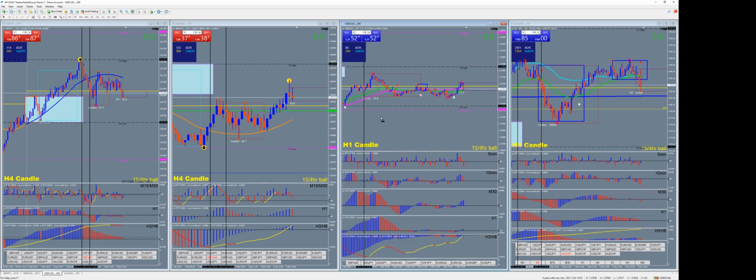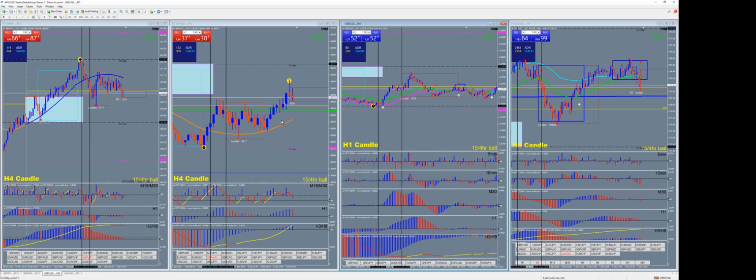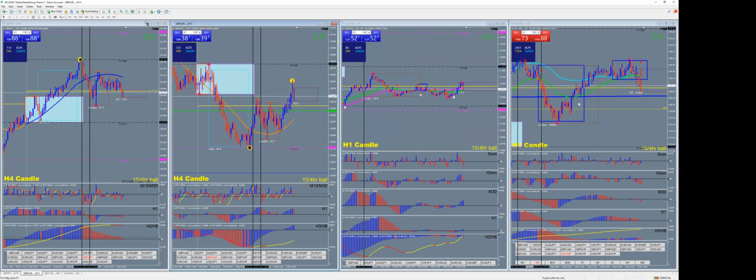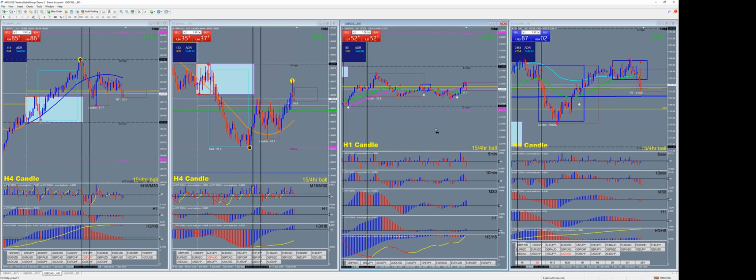Any particular pair you guys are taking a look at? Deborah looks at USD CAD, so we just talked about that one. Anybody else? It's going sideways as well. Now, is there any other pair you guys want to look at?